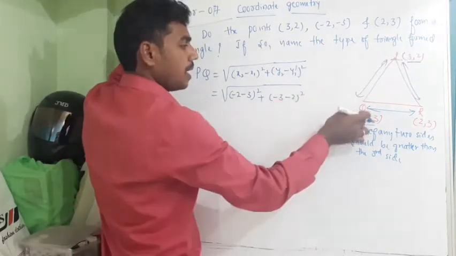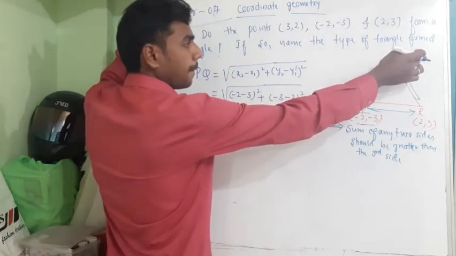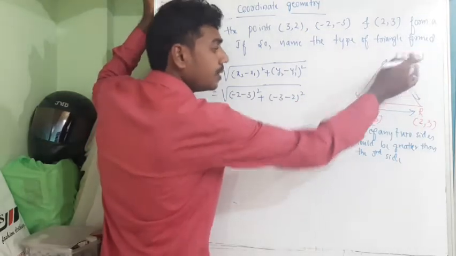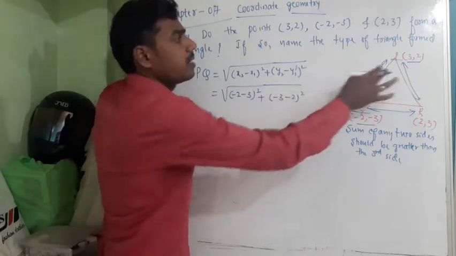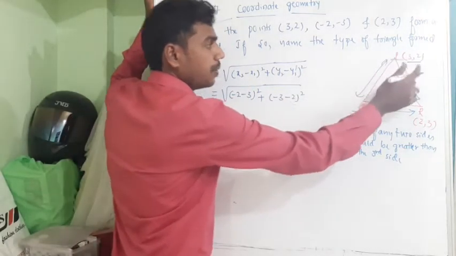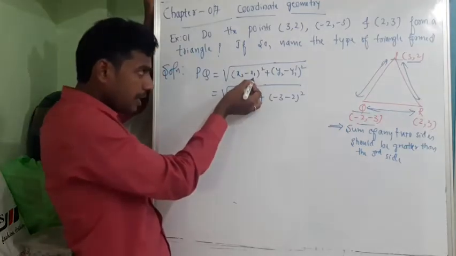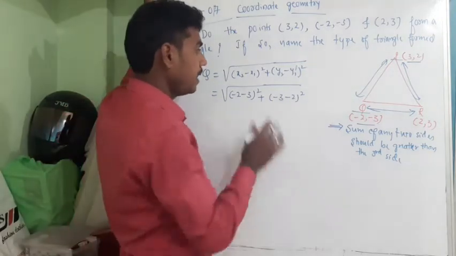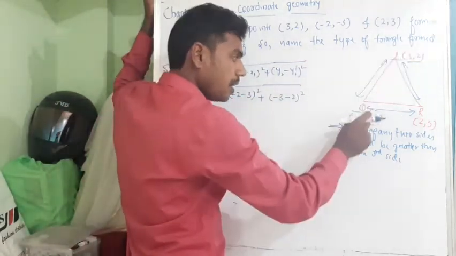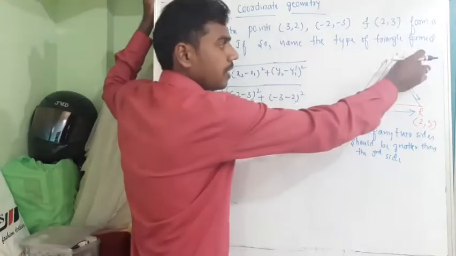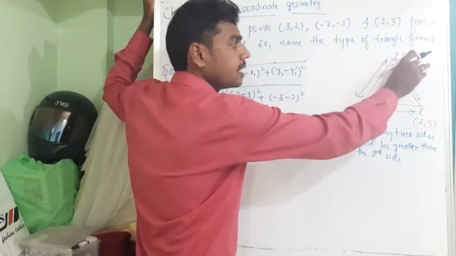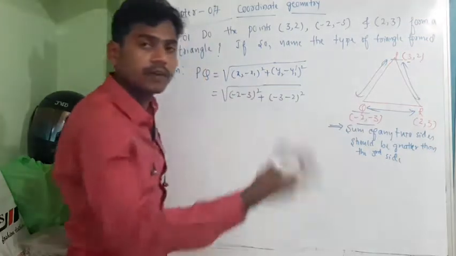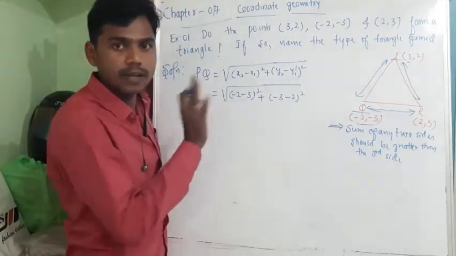If I consider the other point as x2 y2, then I need to reverse the values, and I'll get 3 plus 2, that is plus 5. So 5 square is 25. That is the reason I am saying, since the square is there, in whichever order you take, I can consider this as x1 y1 and that as x2 y2, or the other way around. In whichever order you consider, it doesn't make any difference.